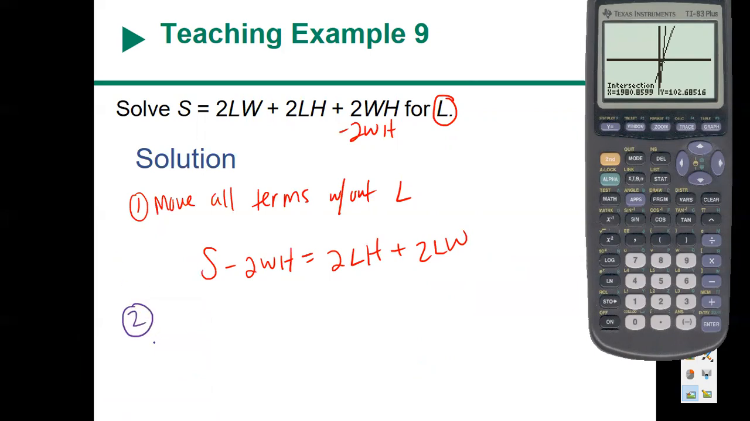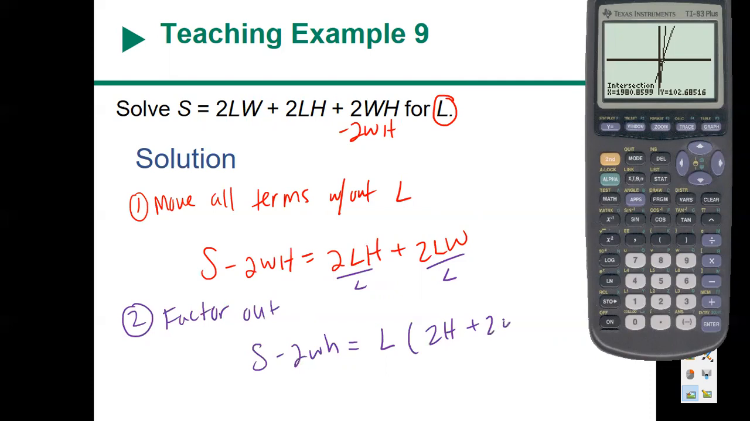Step two is you're going to factor out your variable. Factor out means we want to take out L from all the terms that are left. So we're going to divide out L from each term. And what will we be left with? When you factor out, it goes to the outside of the parentheses. So we're left with 2H plus 2W.